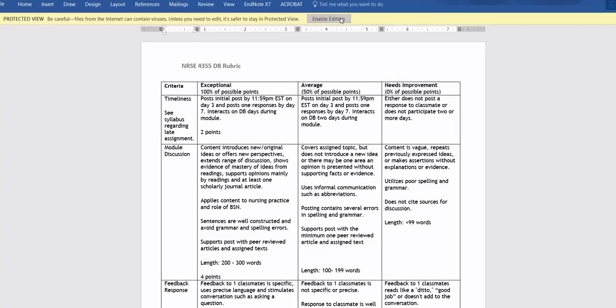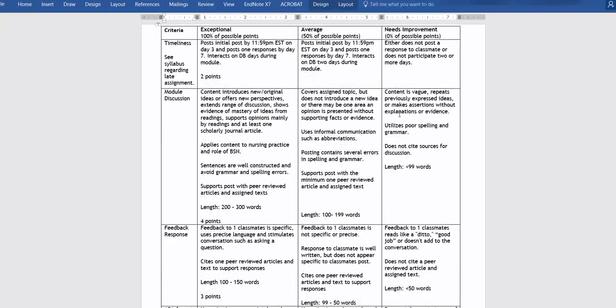There we go. All right, this is the discussion board rubric, and it's based on exceptional, average, needs improvement. And so basically, if you're exceptional, you have the possibility of earning up to 100% of the points. If you're average, you have the possibility of up to 50%, and then 0% if you're not meeting the requirements.